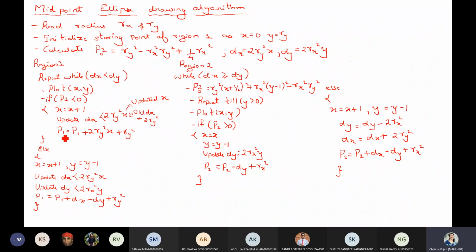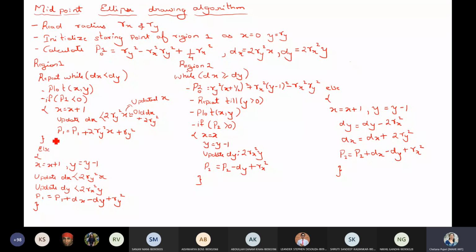So next, you are going to calculate your P1 value, your decision parameter value, when it is less than 0. We already have the equation derived in our previous slides. So that is P1 is equal to P1 plus 2 into ry square into x plus ry square. So this is the decision parameter value when your decision parameter is less than 0.